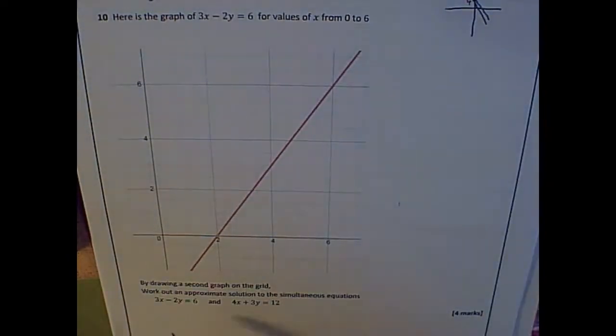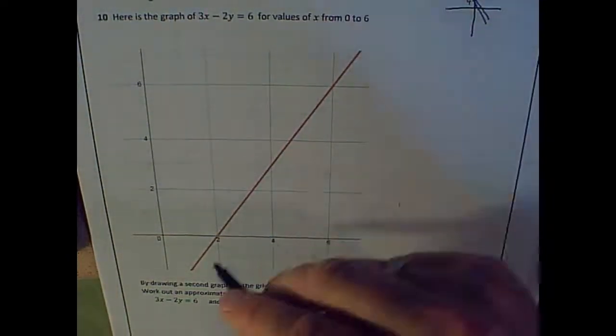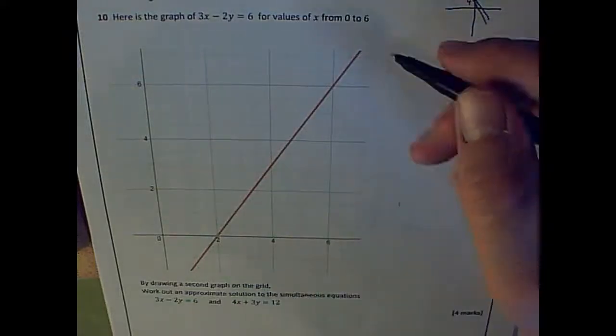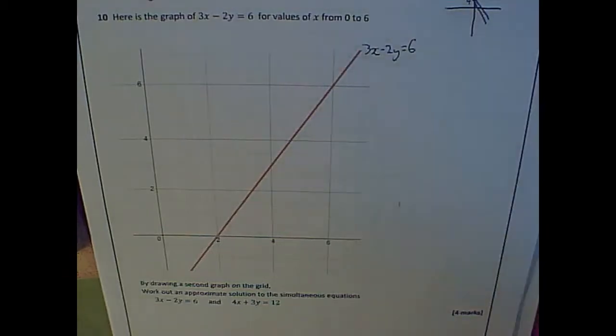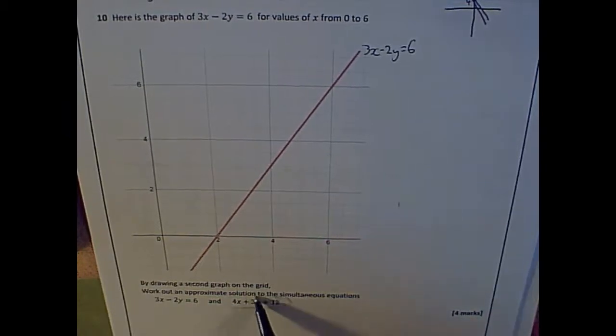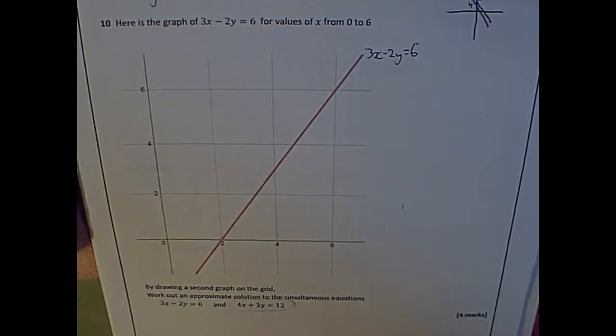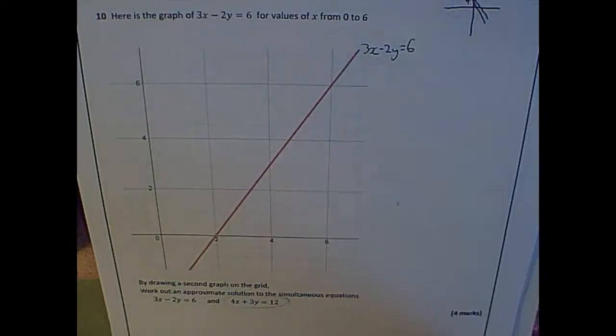3x minus 2y equals 6. Well, that's the one we've already got. We've already got that drawn in, right? This is 3x minus 2y equals 6. Now that's this one. And 4x plus 3y equals 12. So all we need to do is draw the graph of this. So we're going to draw the graph of that, and then we're going to plot it.